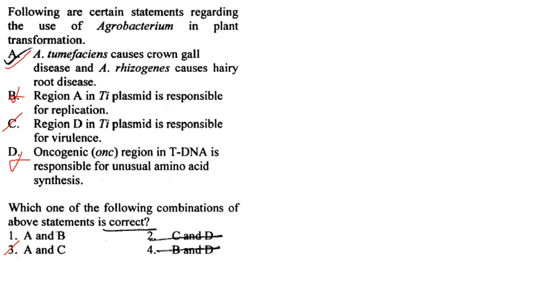Region A in Ti plasmid is responsible for replication. It is the ORI region that is responsible for replication. So B is not correct. A is correct. Region D in Ti plasmid is responsible for virulence. That is also correct. Oncogenic region in T-DNA is responsible for unusual amino acid synthesis. That is also not correct. So which are correct? A and C are correct. So your answer is option 3, A and C.